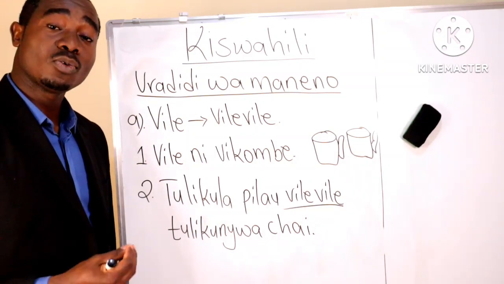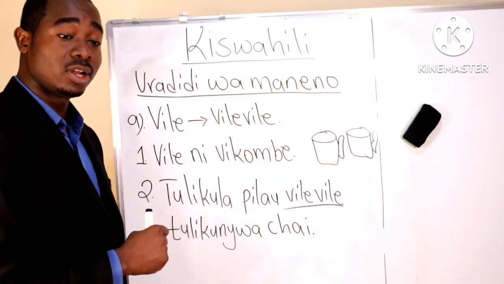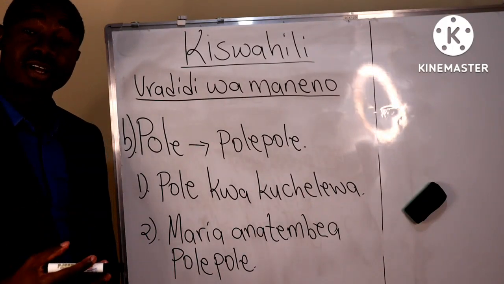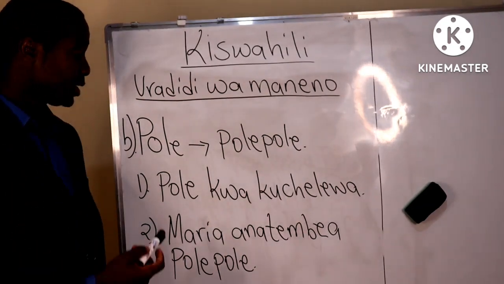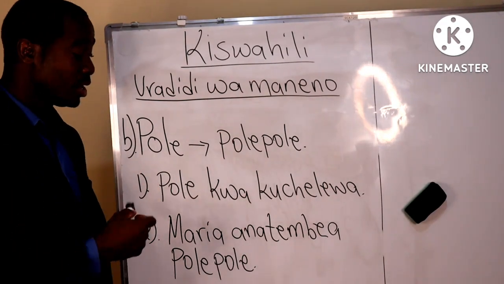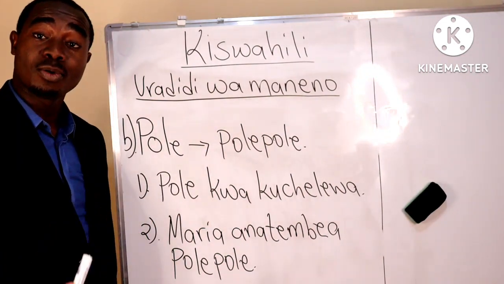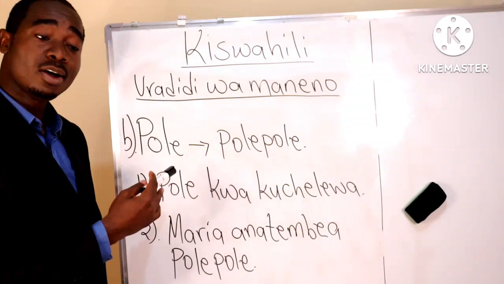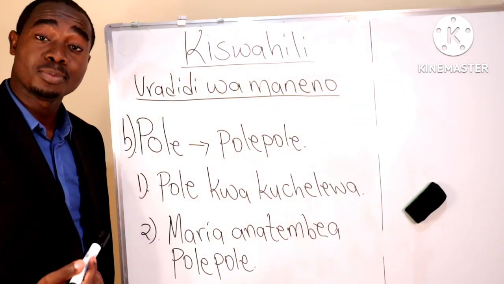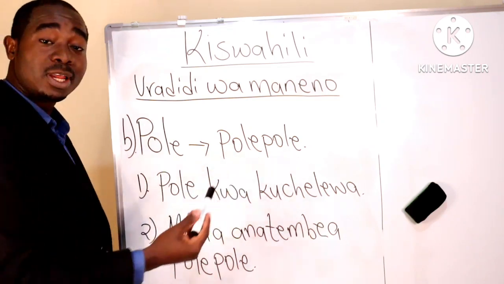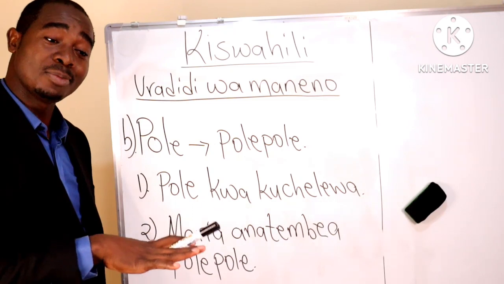Let's go to the next word, which is pole. The second word here is pole. When we repeat it, it becomes pole pole. Now, this word pole means sorry. Pole pole means slowly.